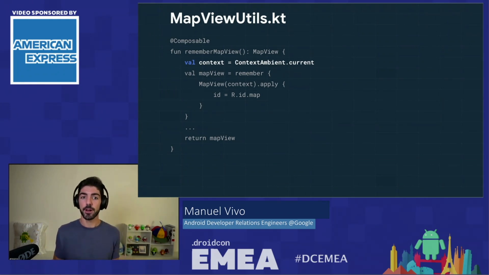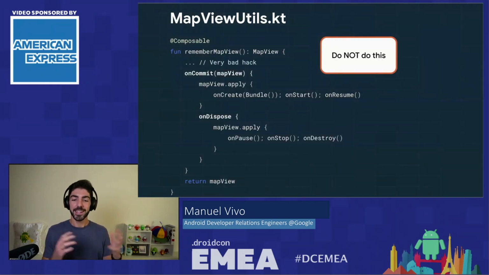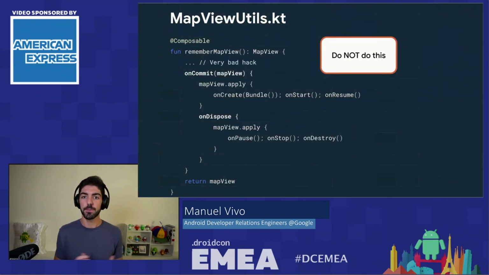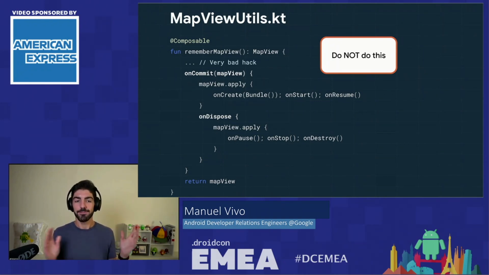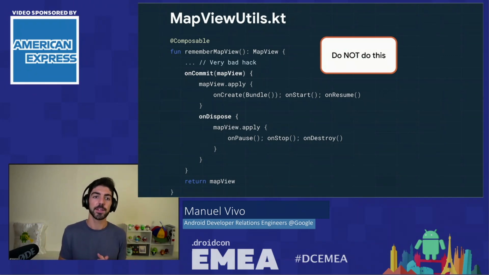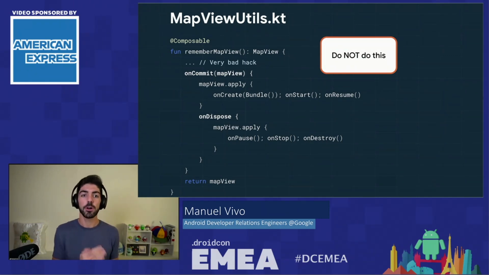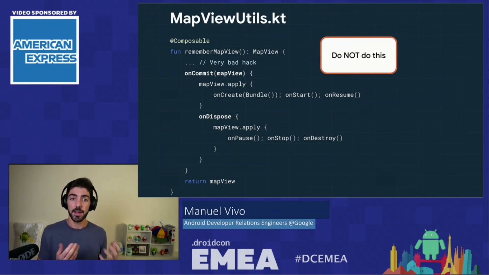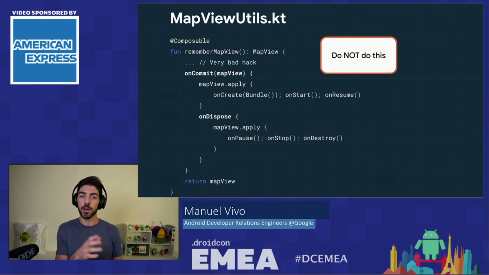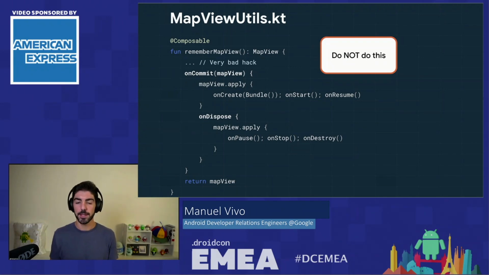And that's it. But now the problem is that this map view needs to go through a life cycle as any other Android view. And so FYI, do not do this. But as a naive implementation, you could see something like this, where on commit is going to be every time that map view changes. You can go through the life cycle and do on create, on start, on resume, and then on dispose. Whenever this composable is going to leave the decomposition, then we can go through the opposite callbacks.